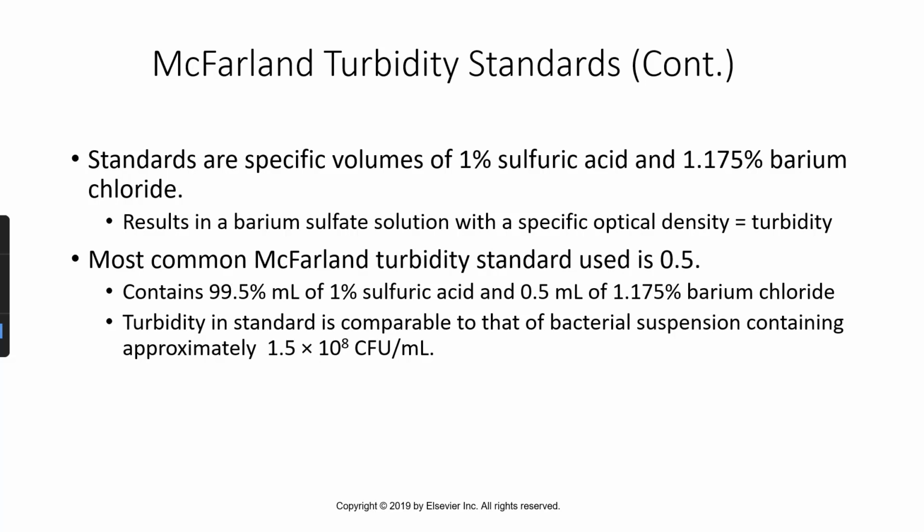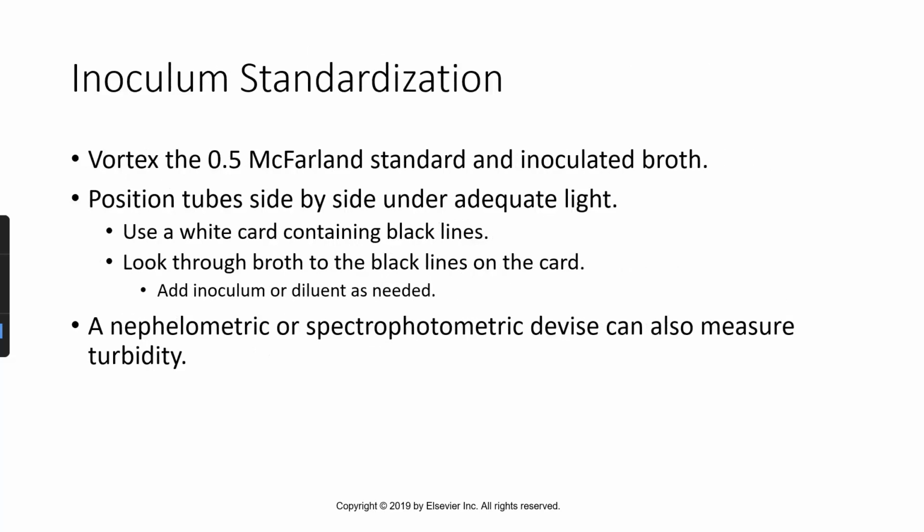The most common McFarland turbidity standard is 0.5. It contains 99.5 mL of the 1% sulfuric acid and 0.5 mL of the 1.175% barium chloride. Turbidity in the standard is comparable to that of a bacterial suspension containing approximately 1.5 times 10 to the 8 CFU per mL. CFU, colony forming units, in other words, cells. One cell is able to produce a colony, so that's what we refer to as CFUs, colony forming units.